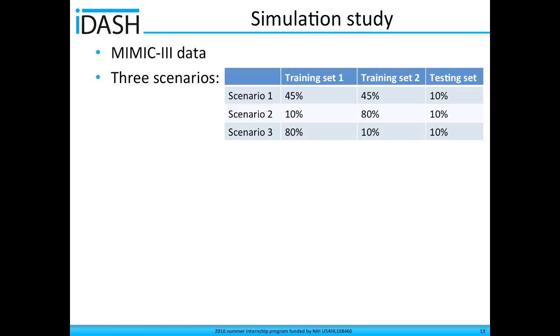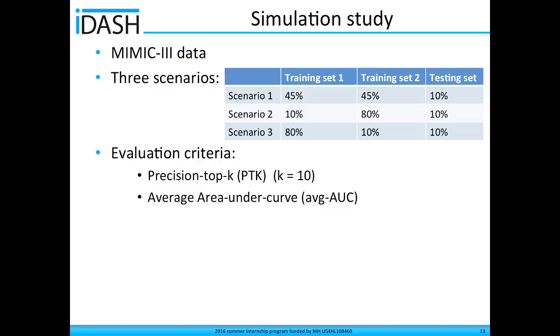So we conducted a simulation study to examine our methods. We used a data set called MIMIC3, which is real data obtained from the ICU department of Beth Israel Hospital in Boston. And we designed 3 scenarios. We first separate the data set into 90% as training and 10% as testing. And in each scenario, we manually separate the training set into equal size, 45% and 45%, or unequal size.